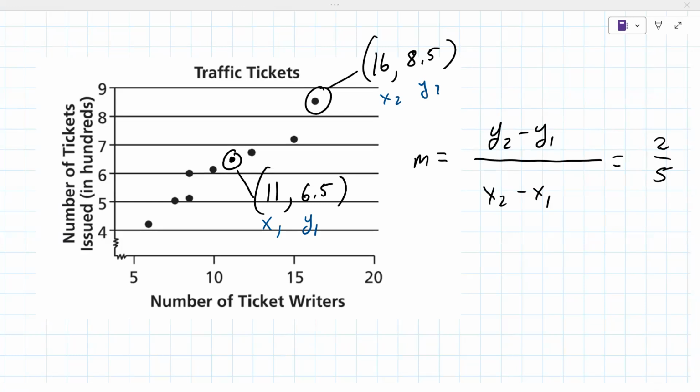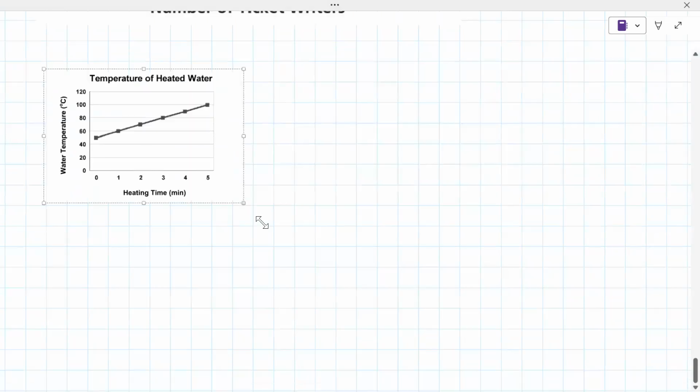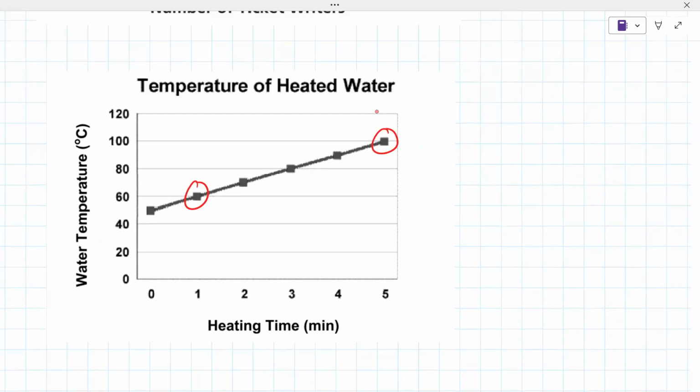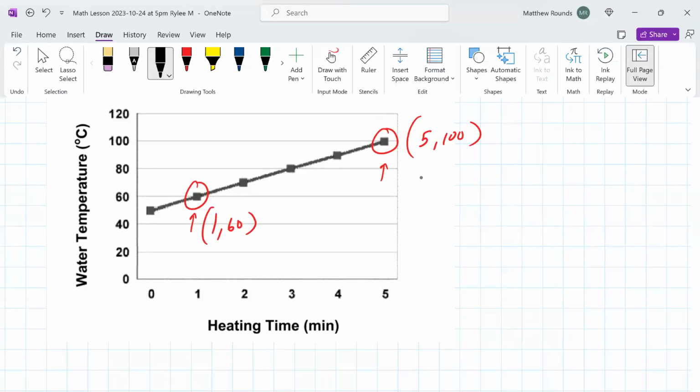We can do one more problem. All right. So I got another graph here. We're going to find the slope again. This time I want you to use these 2 points right here that I've circled. Could you give me those ordered pairs first? Give me this first ordered pair here. 105. Oh, sorry. That's 5 comma 100. So the X comes before the Y. How about the other one, please? 1 and 60. All right, see if you can come up with the slope for us, please.